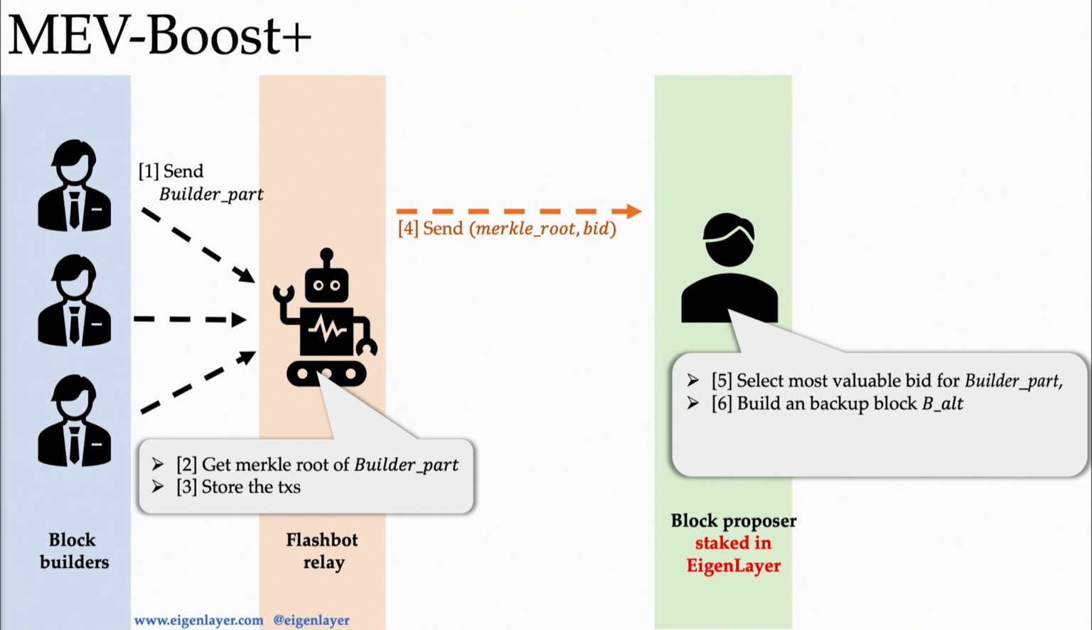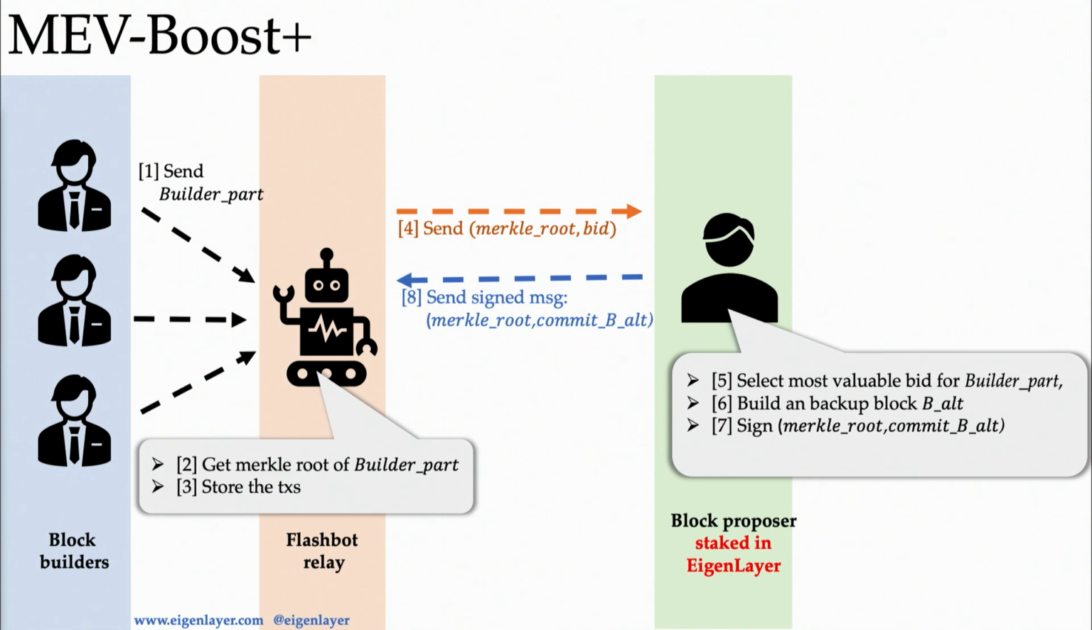Here, another feature on EigenLayer is MEV Boost Plus, which is that this block proposer can also commit to what we call a backup block. In case some assumptions are not met, the block proposer is saying, if I don't propose what I was supposed to propose, here is an alternative that I've pre-committed to. And I'll propose this pre-committed alternative. So it has a backup block in case some of the process fails, and it signs the Merkle root of the builder part and the commitment to the alternative block. It sends this to the relay. It says, okay, now I have some assurance that the block proposer is going to behave.